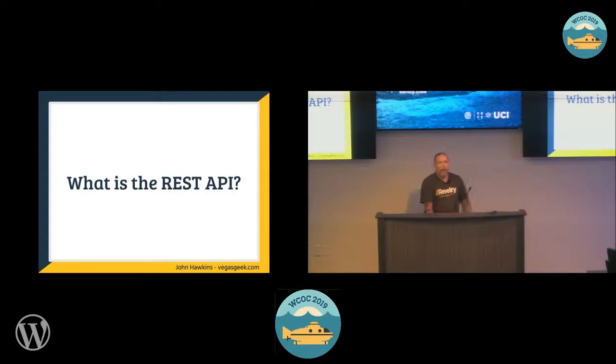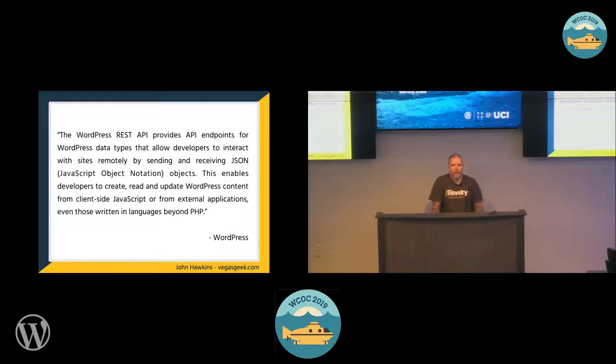So, what is the WordPress REST API? I'll just let you read that. Go ahead. So the REST API is basically a way of passing data back and forth into WordPress and then having it kind of spit out data. It enables developers to create, read, and update WordPress content from client-side JavaScript, which I don't write JavaScript, by the way, and from external applications, even those written in languages beyond PHP.